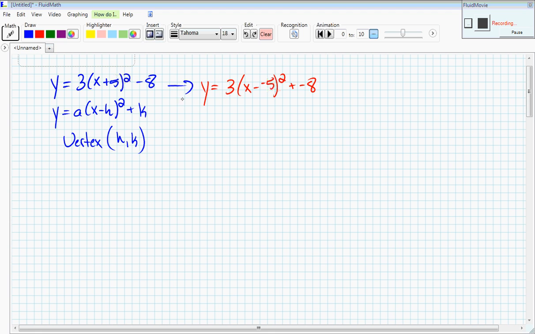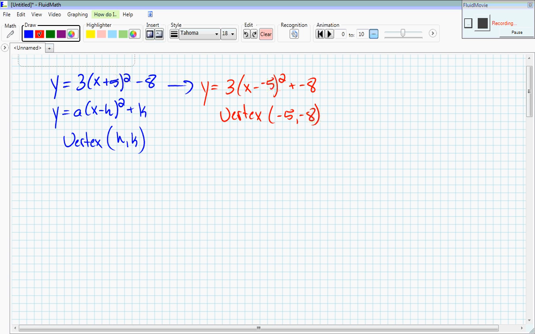So as you look here, y equals 3 times the quantity x plus 5 squared minus 8 can also be written as y equals 3 times the quantity x minus a negative 5 squared plus a negative 8, which allows us to see that h is negative 5 and k is negative 8. So for this particular function, the vertex is negative 5, negative 8. Again, if you look at x plus 5, you just change the sign and keep the sign of what's on the outside. But keep in mind this is y given the vertex form and how it's defined.